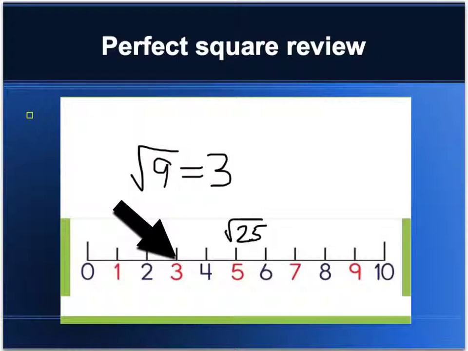This is the square root of 1, and the square root of 2, and the square root of 3, and the square root... Oh, sorry. Square root of 1, square root of 4, square root of 9, square root of 16, square root of 25, square root of 36, and on and on and on. So the number line sure is helpful for us to locate perfect square roots.